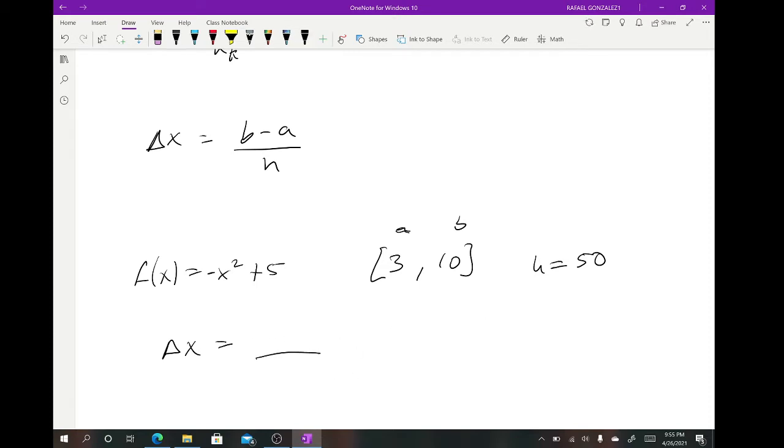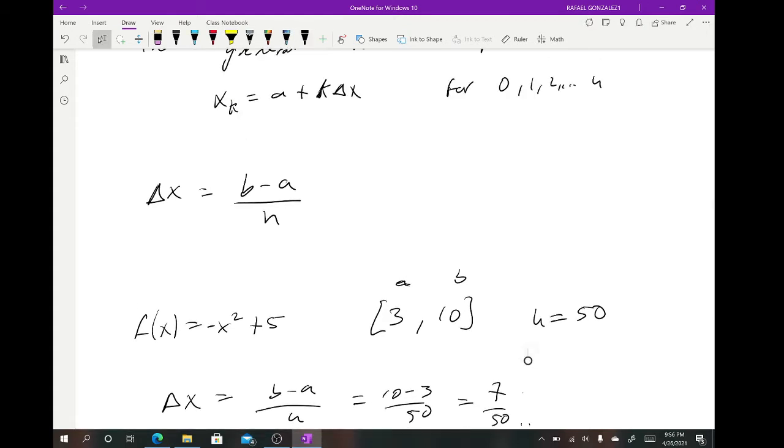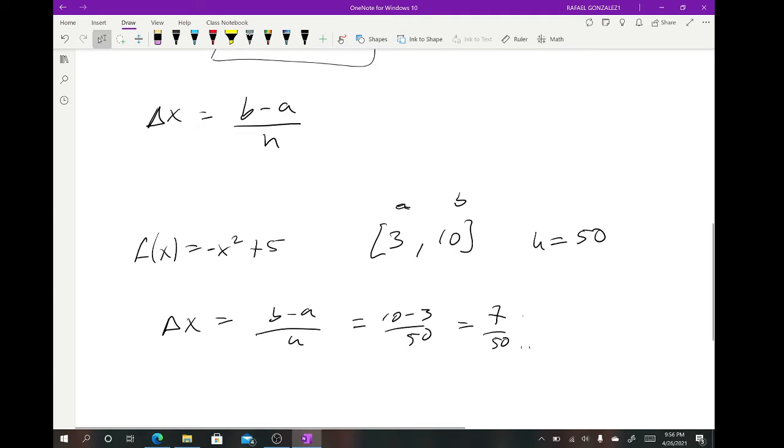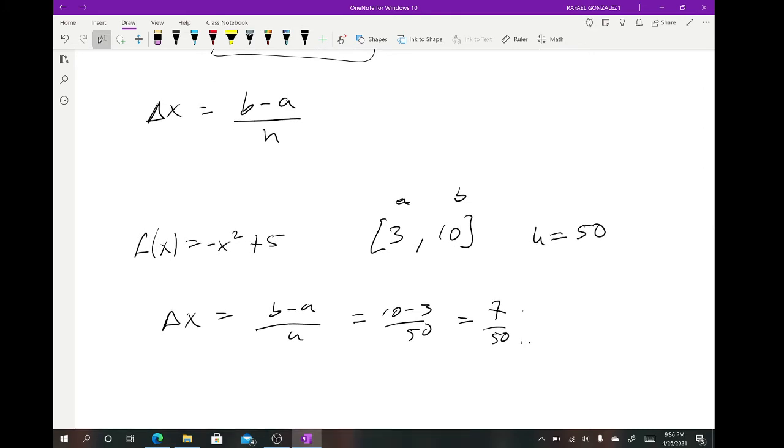So let me actually rewrite that. So this is (b minus a) over n, which is (10 minus 3) over 50, which is 7 over 50. Okay, so the width of each rectangle is 7 over 50. Now notice that the xk term is a plus k times delta x. This is very useful because the xk term is what's going to give us the height.